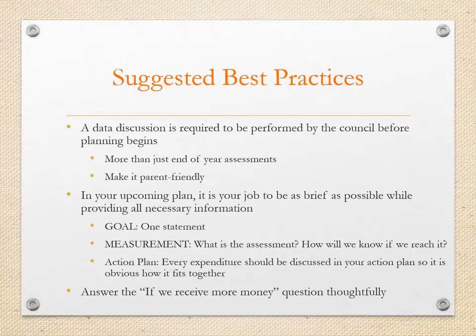In your upcoming plan, it's important to be as brief as possible while providing all necessary information. The goal really only needs to be one statement. Make sure it's measurable, academic, and student-focused. The measurement should tell what the assessment is and how we will know if we've reached the goal. The action plan should list every expenditure that's going to be made with a discussion of how that expenditure will help meet the goal. Please answer the "if we receive more money" question thoughtfully. This could prevent your school from having to amend your plan if additional funds become available.